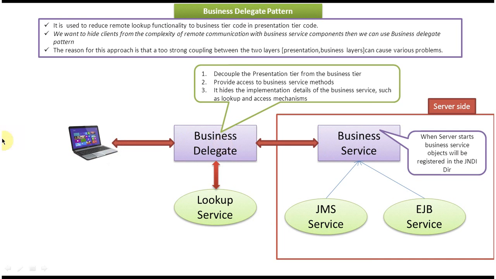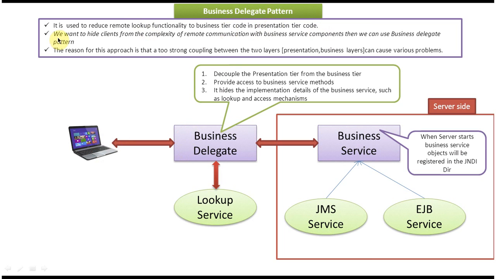You can see the first explanation here. It is used to reduce remote lookup functionality from the business tier code in the presentation tier code. So we need not write remote lookup related code in the presentation tier if we have a business delegate. That is what is mentioned in the first explanation.